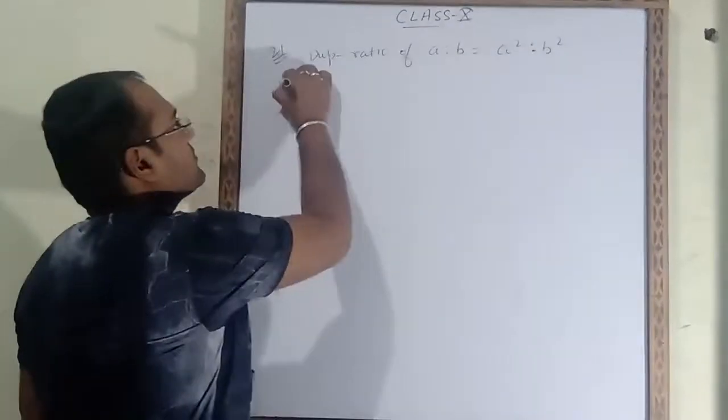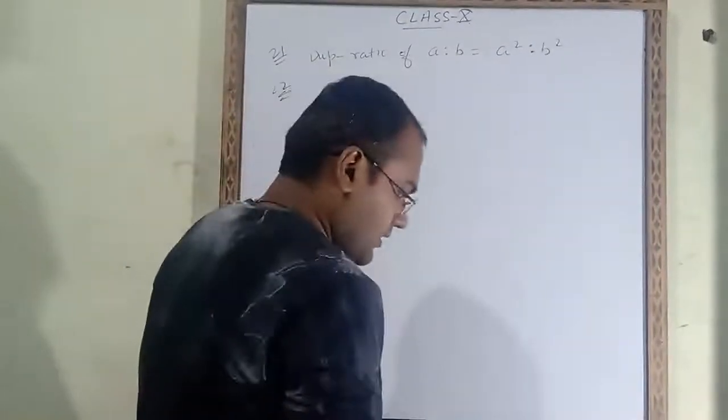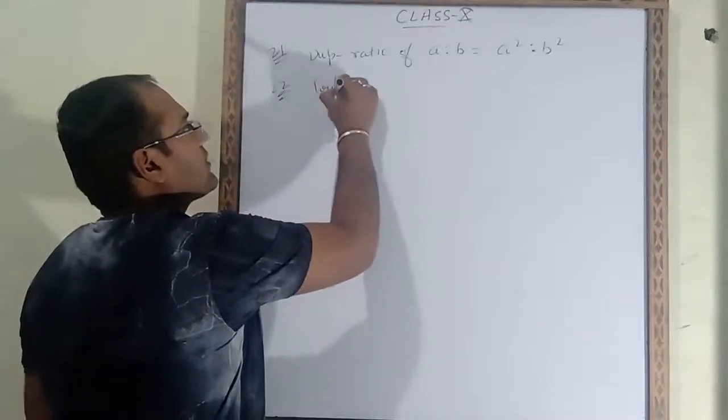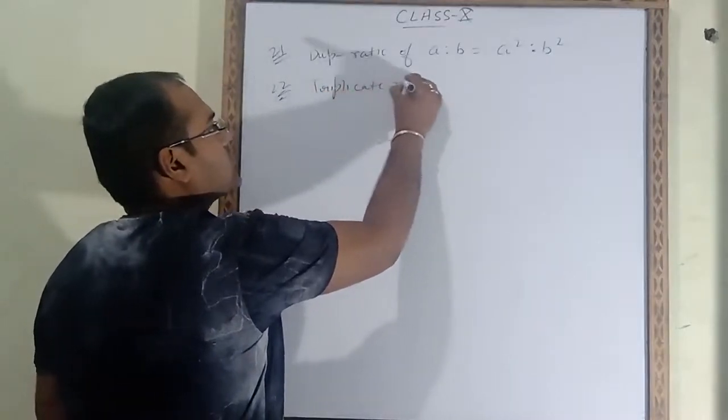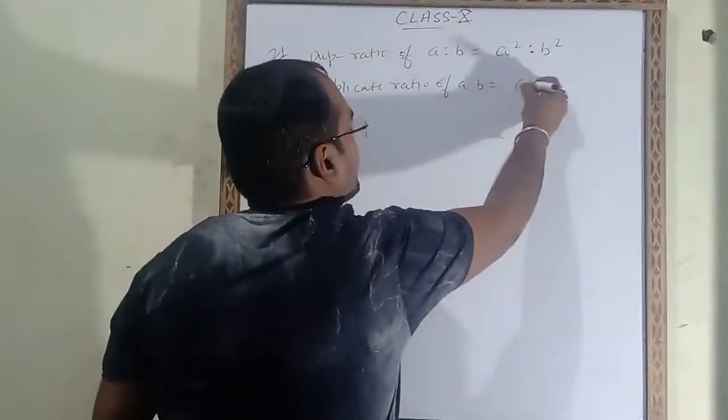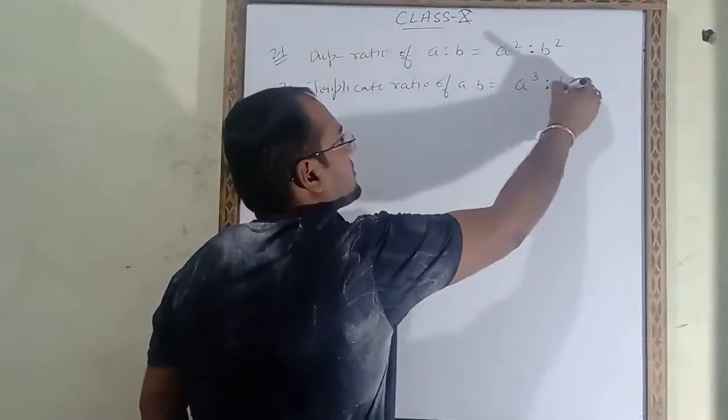In the next question, he said we have to find the triplicate ratio. To find the triplicate ratio of a:b, you have to find a cubed : b cubed.